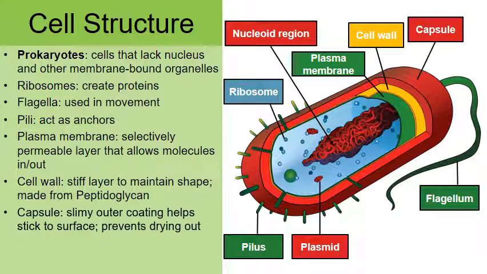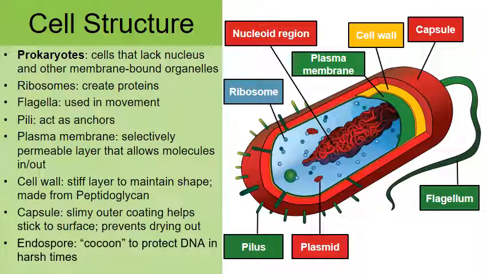Well, notice there's another outer layer called the capsule, the slimy outer coating that actually helps the bacteria stick to surfaces and prevents it from drying out. So we actually see three outer layers to them: the plasma membrane, the cell wall, and the capsule.